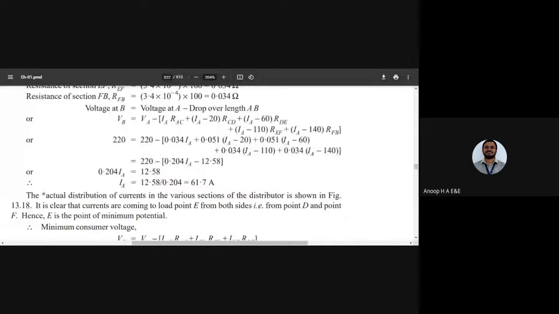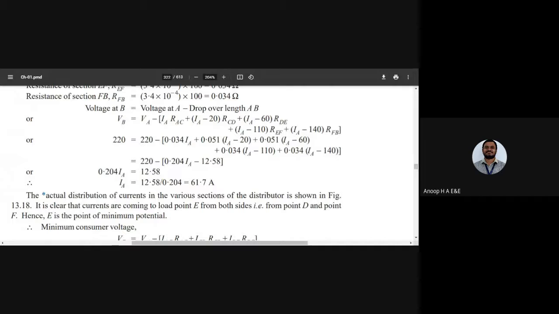So, can you help me out in finding out the value of current IA? Take the help of your calculator. I want to find out what is the minimum potential. That is the first point that I keep in mind. And to find out the minimum potential, I want the current IA. So, how do I find out the current IA?